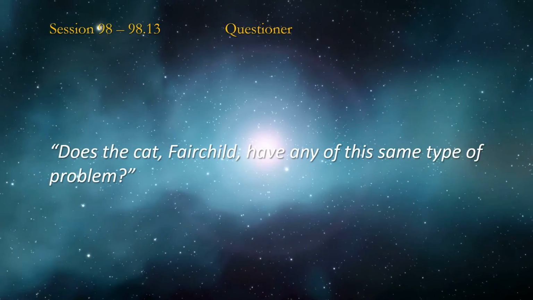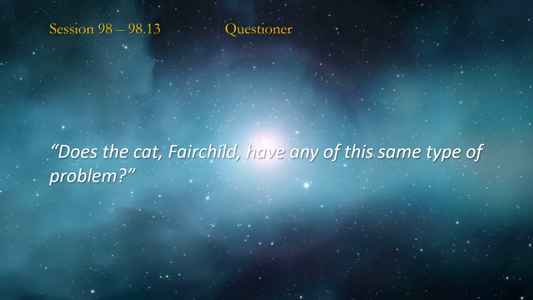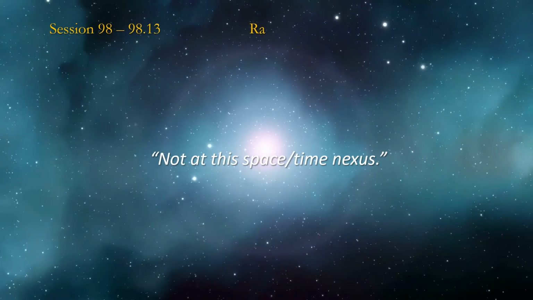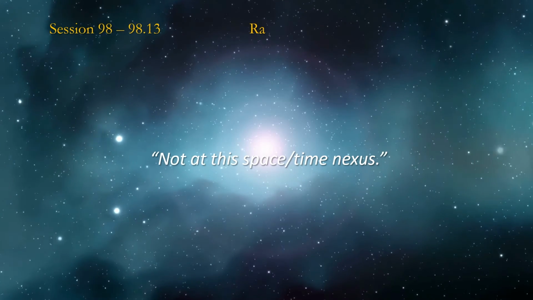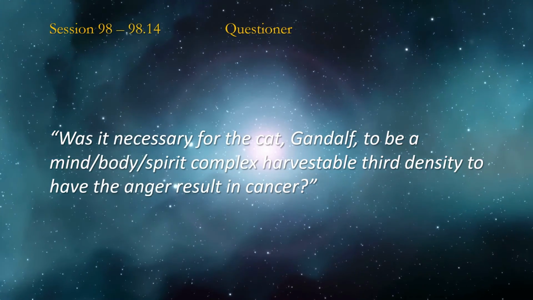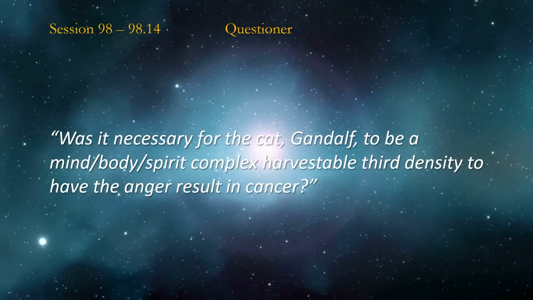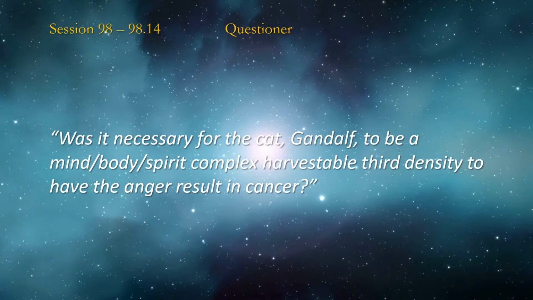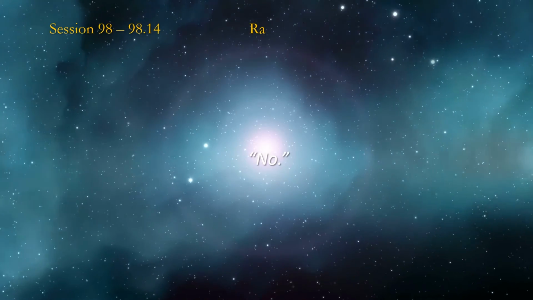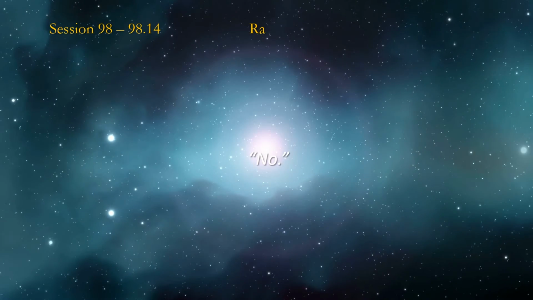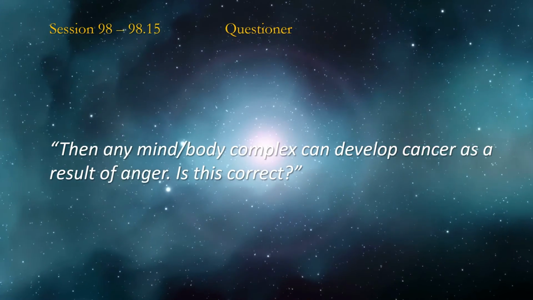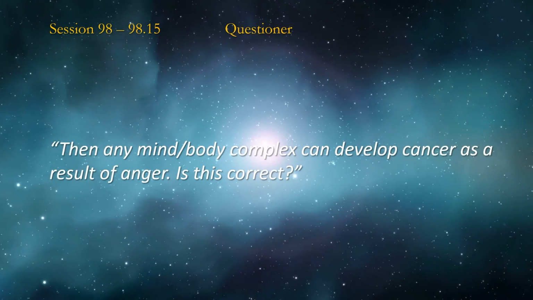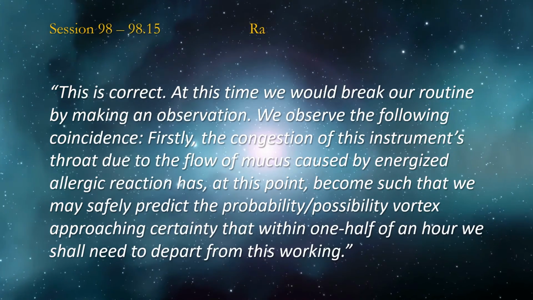Question 13. Don says, "Does the cat Fairchild have any of this same type of problem?" Ra says, "Not at this space-time nexus." Question 14. Don says, "Was it necessary for the cat Gandalf to be a mind-body-spirit complex harvestable third density to have the anger result in cancer?" And Ra says, "No." And to this, Don asks, "Then any mind-body complex can develop cancer as a result of anger. Is this correct?" And Ra says, it's a long answer here.